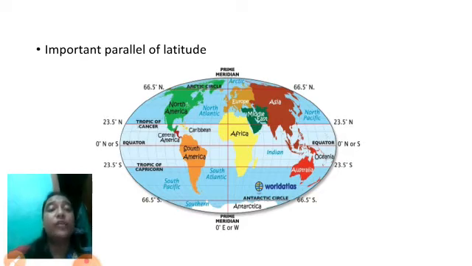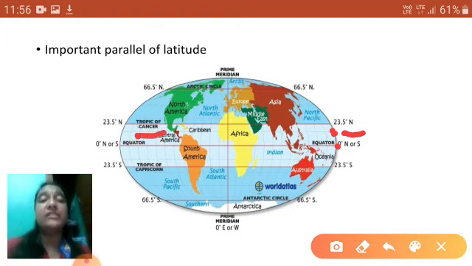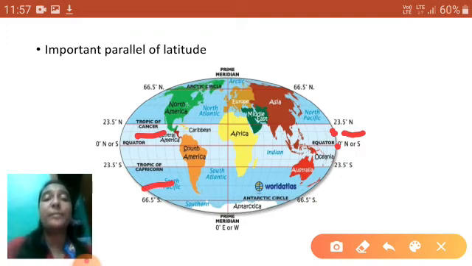You can see, we divide it here: 0 degree, 10 degree, 15 degree, 20 degree, like that. 23.5 degree north is very important. It is called the Tropic of Cancer. 23 degree 5 minutes north is the Tropic of Cancer. 23 degree 5 minutes south is called the Tropic of Capricorn.